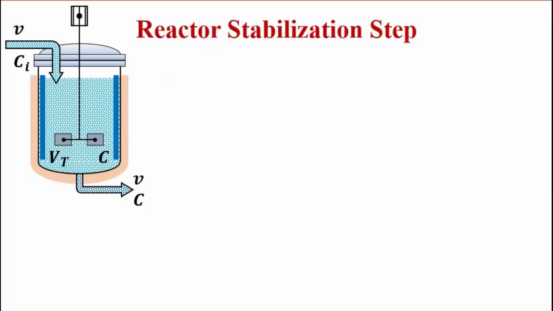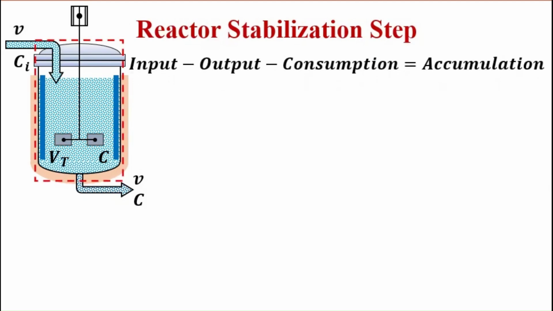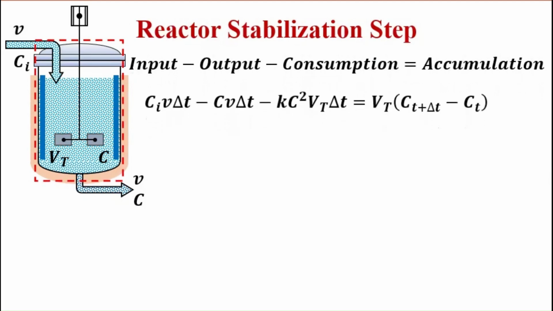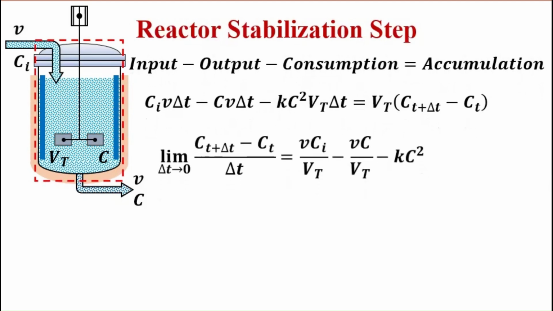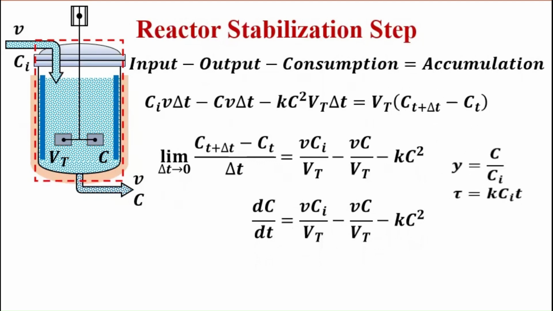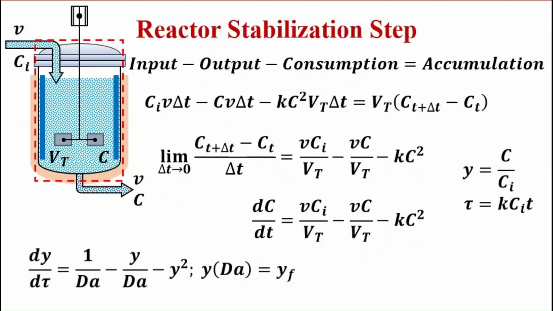Following an approach entirely analogous to that used previously, a control volume is defined around the reactor, and the mass balance equation for ethyl acetate over a time interval delta T is formulated. By dividing both sides of the mass balance equation by delta T and letting delta T approach zero, the differential equation describing the system during this stage is obtained. Using the dimensionless variables defined earlier, this equation is transformed into a dimensionless form that includes the Damkohler parameter.